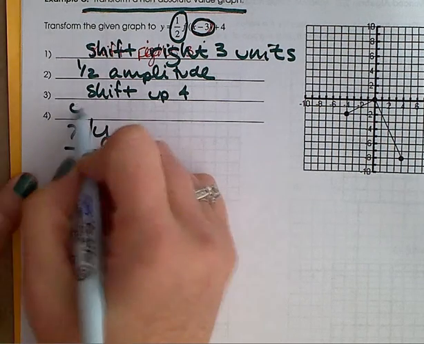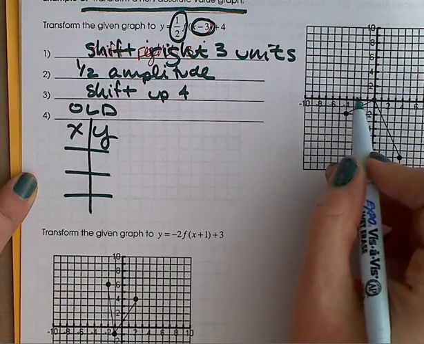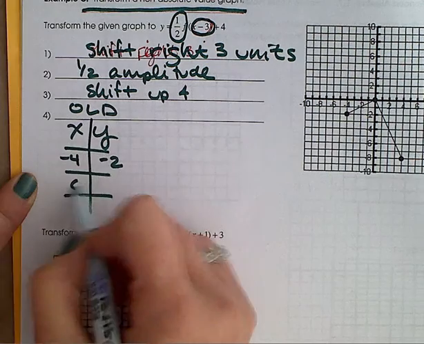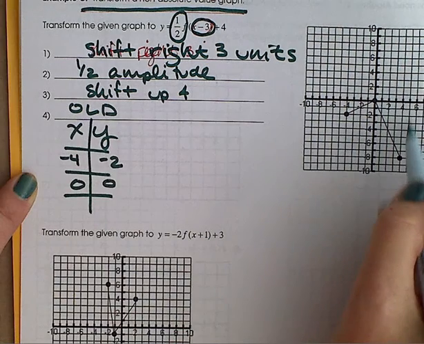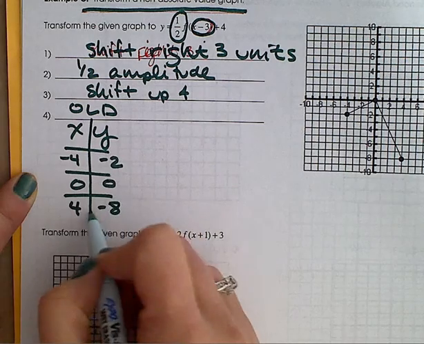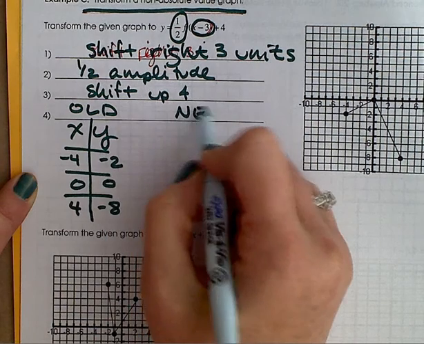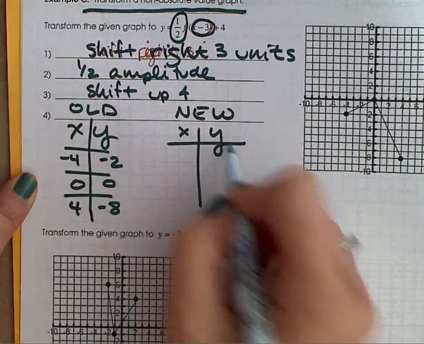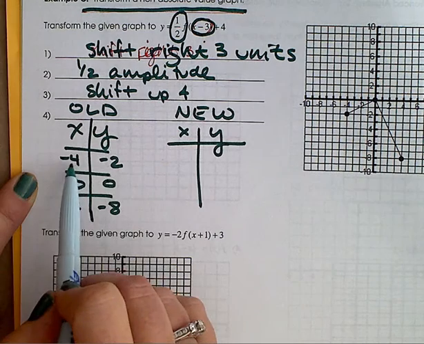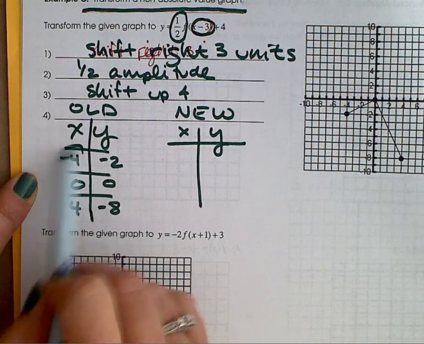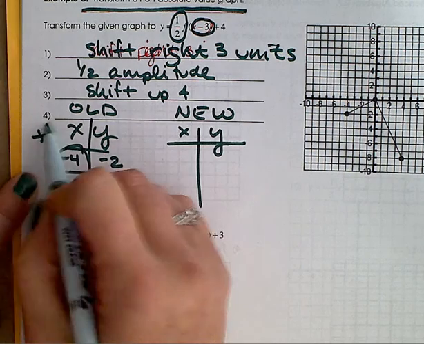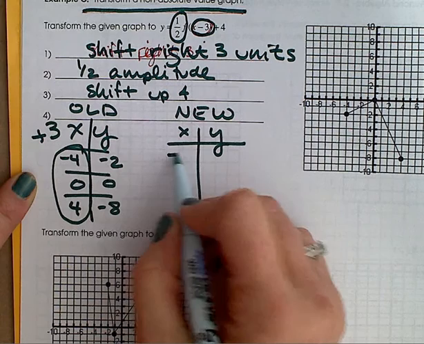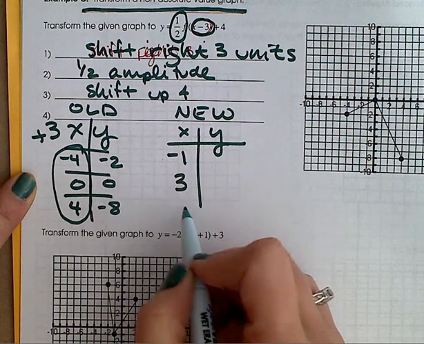of the old. So I have -4, -2, 0, 0, and 4, -8. The new graph, you take care of input first. So I take my old input and I shift it right 3. So I add 3 to the right. -4 plus 3 is -1. 0 plus 3, 4 plus 3.